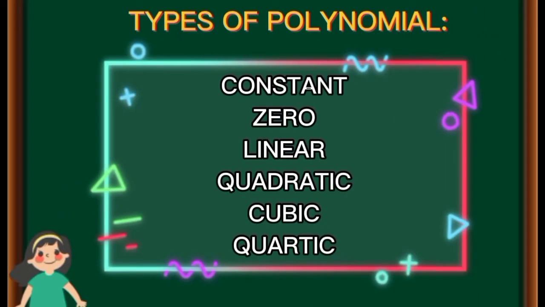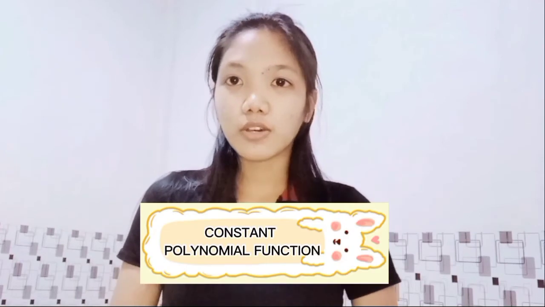So let's move forward to the different types of polynomial function. First one is constant polynomial function. From the word itself, constant, hindi nagbabago. Kapag wala siyang kasamang variable, puro whole numbers lang siya. Like 1, 2, 3, 4, 5, so on and so forth. Next one is zero polynomial function. So p of x is equals to a is equals to ax raised to 0.